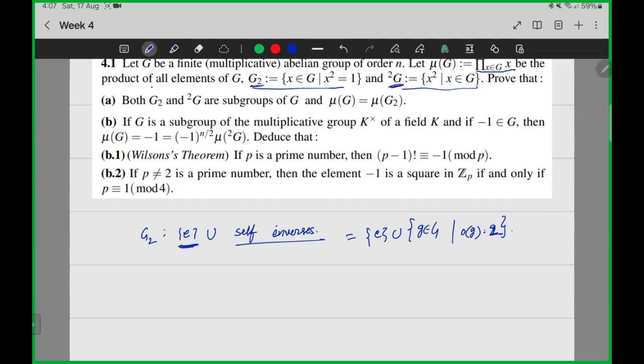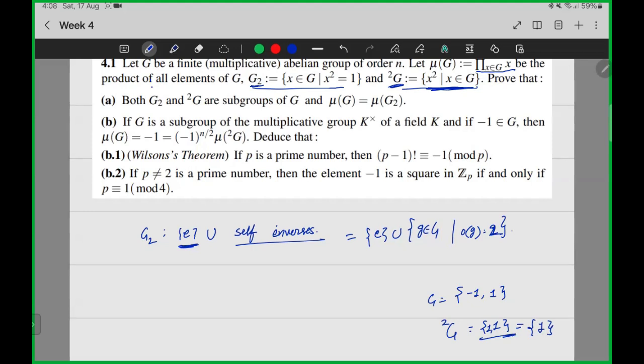And next is 2G. 2G is just the elements of G which are squares, a set of squares. For example, if your G is {-1, 1}, then what is 2G? This is just {1}, because 1 is the square of 1 itself, and it is also the square of -1. So twice G is nothing but the singleton 1. Note it down.